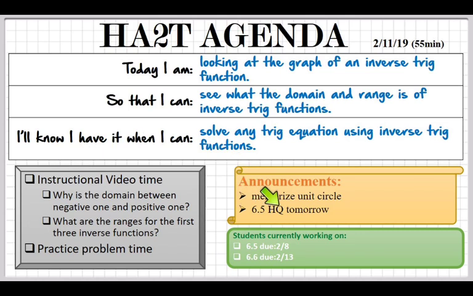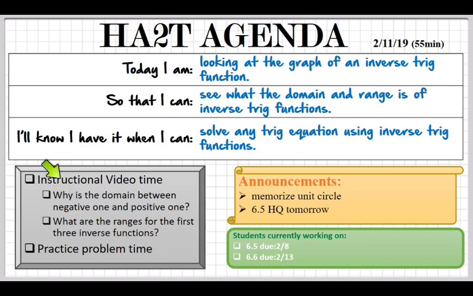And 6.5 HQ is tomorrow. We spent so much time on this. I don't think another Q&A is necessary for it. So you guys can use your practice time for this too if you need to at your tables. So this is supposed to be already due, but tomorrow is when we're going to have the HQ. And this is going to be due on Wednesday, 6.6.